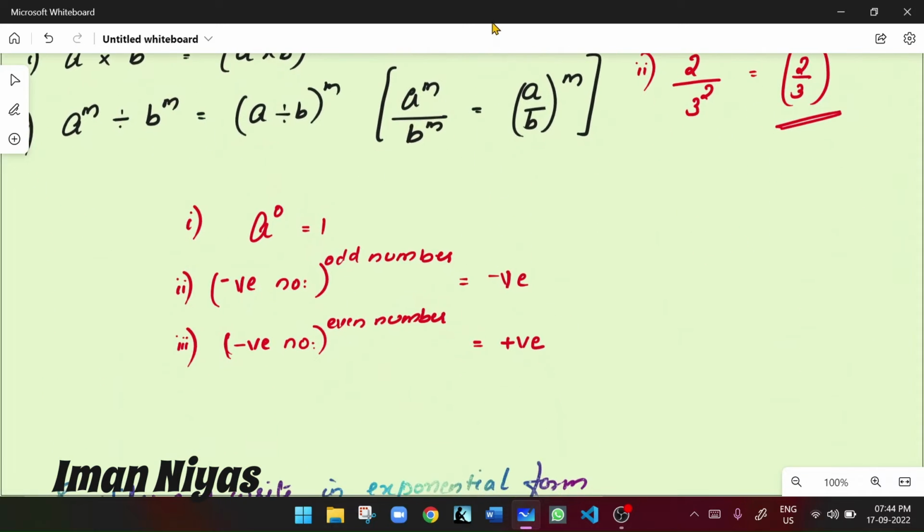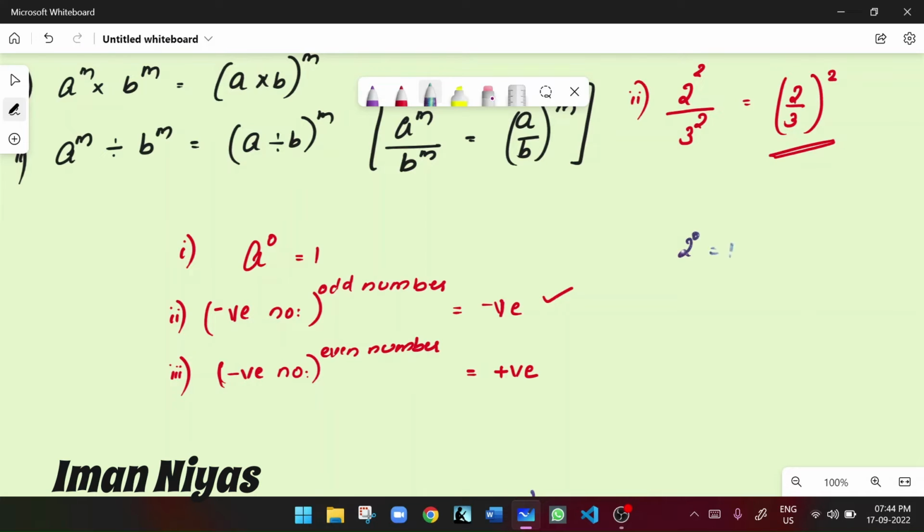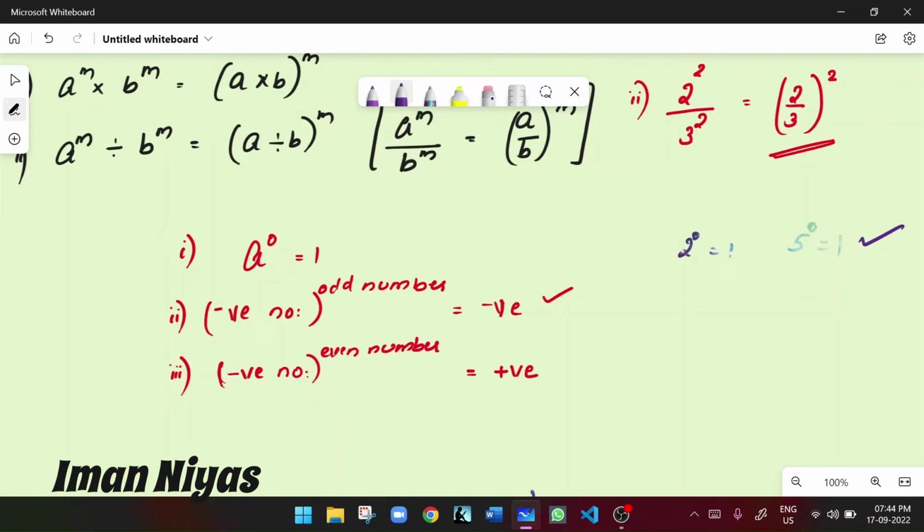That is a raised to 0 is equal to 1. And when a negative number has an odd number as a power, what will be the answer? That will be negative. And if you have a negative number and the power is an even number, the answer is positive. So let's see an example for all these. Any number raised to 0 is 1. So 2 raised to 0 will be 1. 5 raised to 0 will also be 1. Any number raised to the power 0 is 1. So what about the next one?